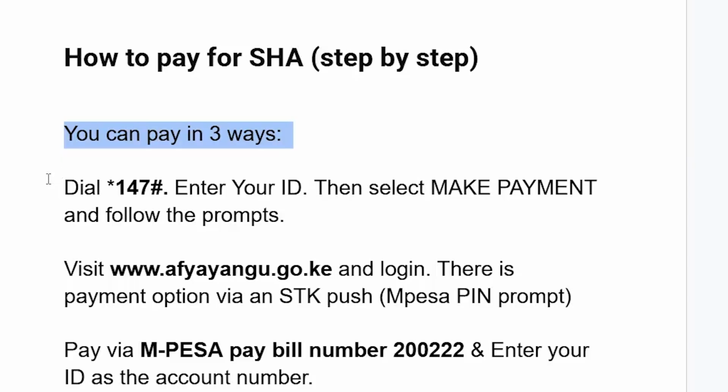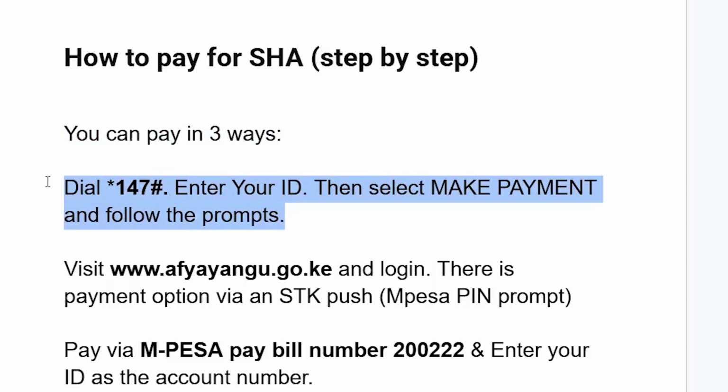Now, the first one is you can dial *147#, enter your ID, then select make payment and follow the prompts. Now, this is the first method.